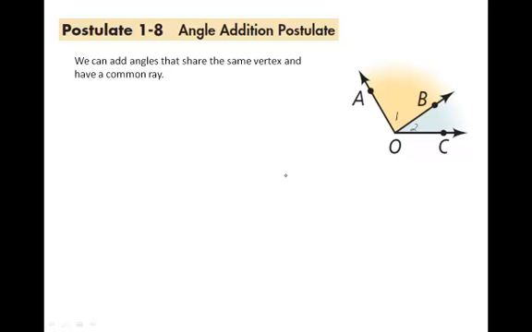If you wanted to write that out, you could do the measurement of angle, I'm going to name the yellow one with the 3-letter terms, AOB, plus the measurement of angle, you can call it COB or BOC, the order doesn't matter. That's going to be equal to the measurement of the angle AOC.